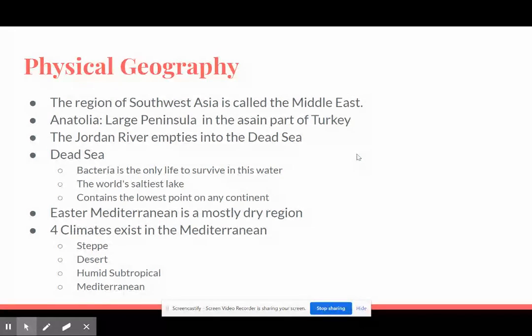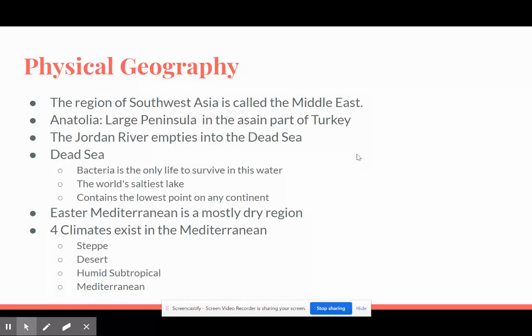So Chapter 8, Section 1. First, we talked about physical geography. We're going to be talking about Southwest Asia. The region of Southwest Asia is called the Middle East. Anatolia is the large peninsula in the Asian part of Turkey. If you remember us talking about Turkey, this is the small part that we talked about that is in both Europe and Asia.